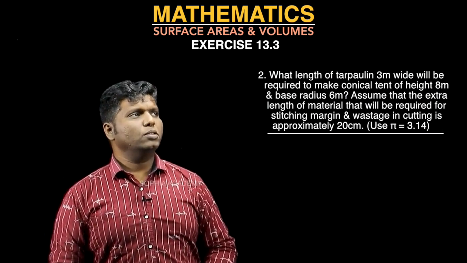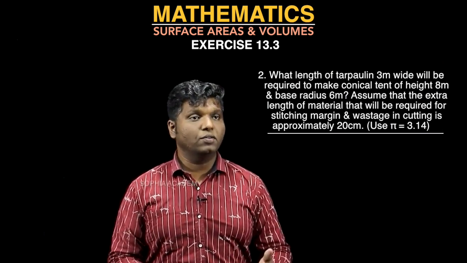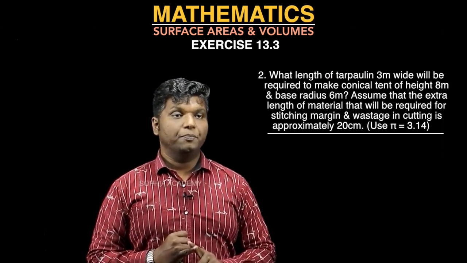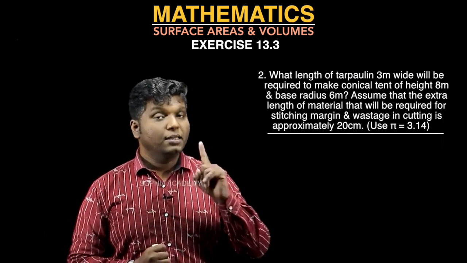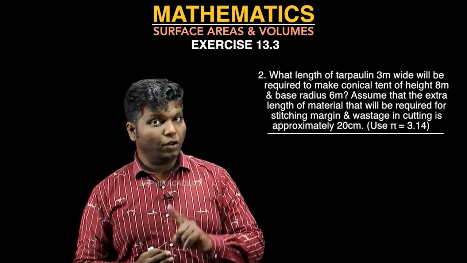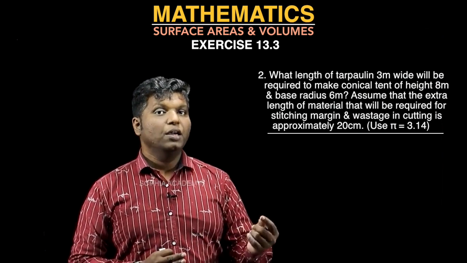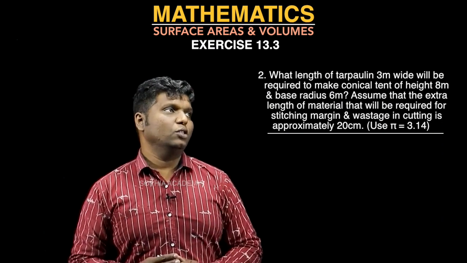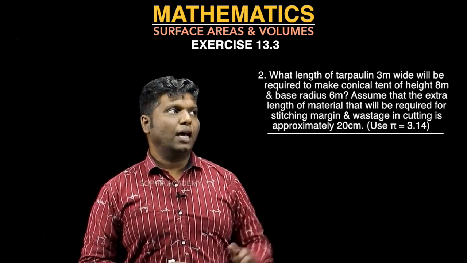So before getting into the question, let me give an overall look at this. First of all, the breadth of the tarpaulin is given. It's 3 meter. Then the height of the cone is given. The radius of the cone is given, right? Both of them are given. You have to find the total area, or you have to find the length of the tarpaulin required.